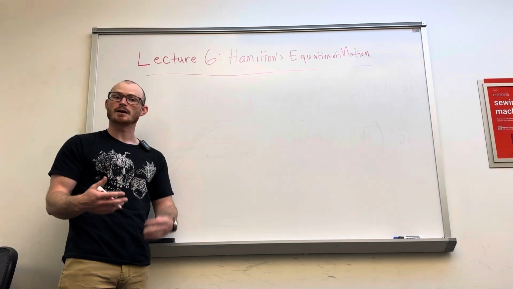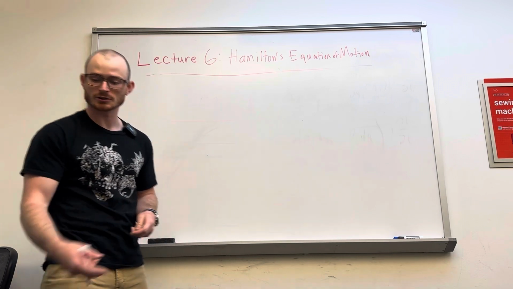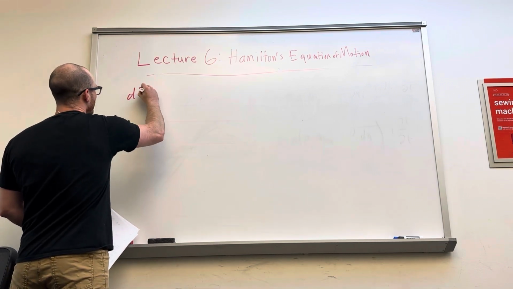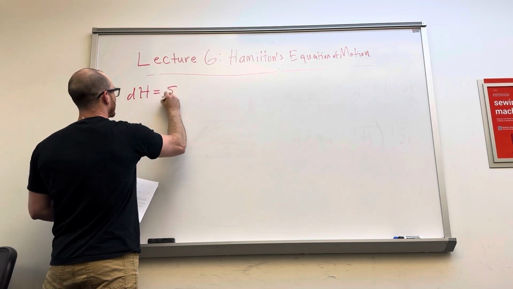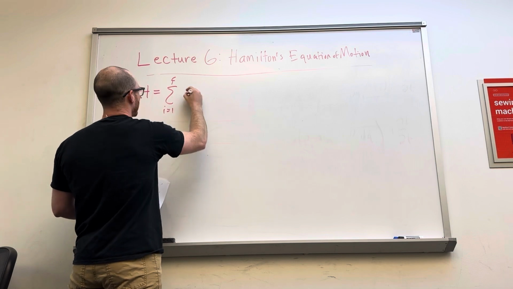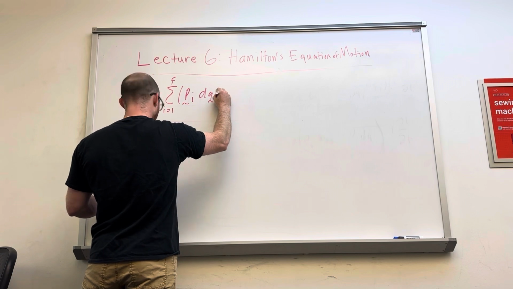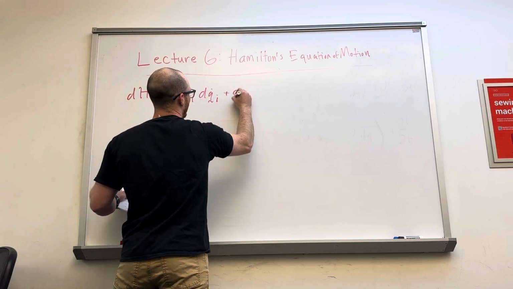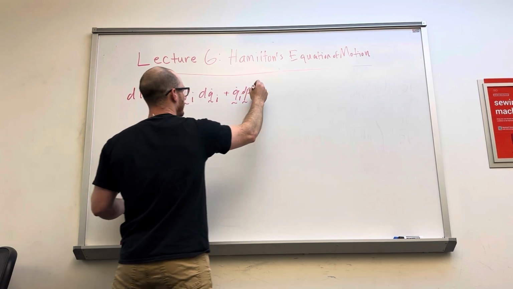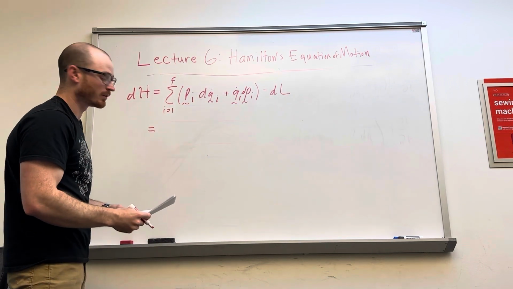All right, so I'm going to rewrite all this. It's very difficult to keep track of all this on one whiteboard, so just bear with me. Let's go back to our original dH. And remember, we had that this was the sum from i equals 1 to f of the p_i dq_i dot plus q_i dot dp_i minus dL. And then we just solved for dL.